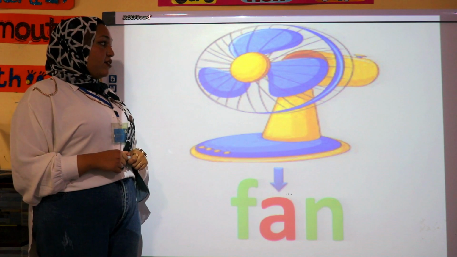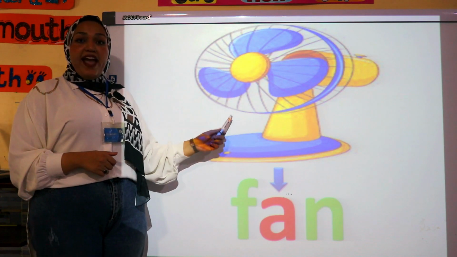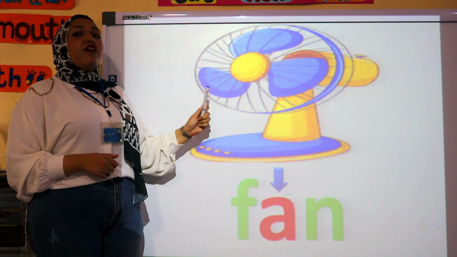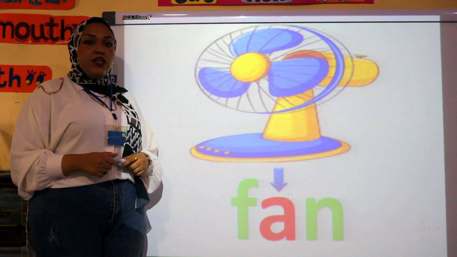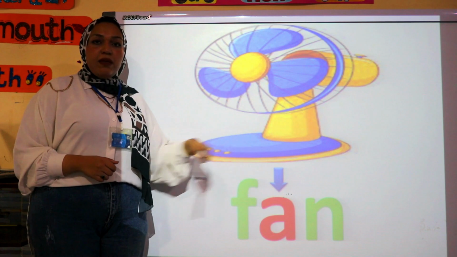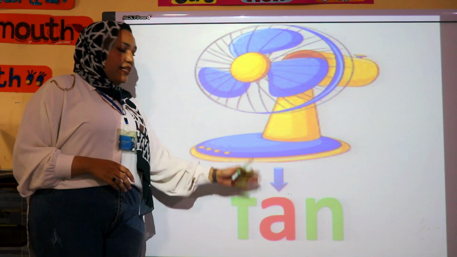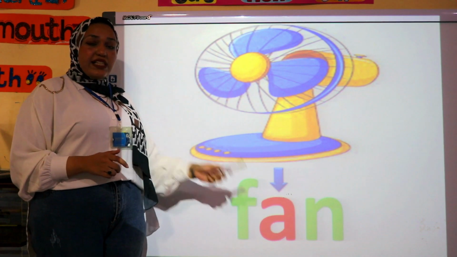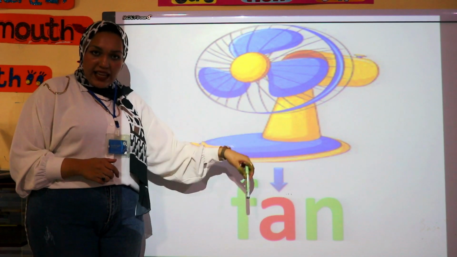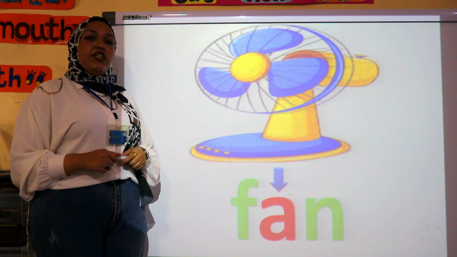Do you know what this is? It's a fan. What is this, Katie? Fan. Where's the A sound in fan here? It's in the middle, as it has a sound before it and a sound after it. Where's the A sound here? In the middle of the word, excellent.